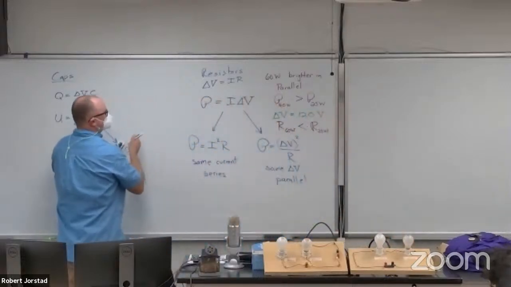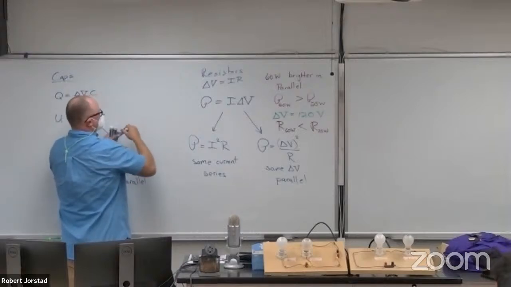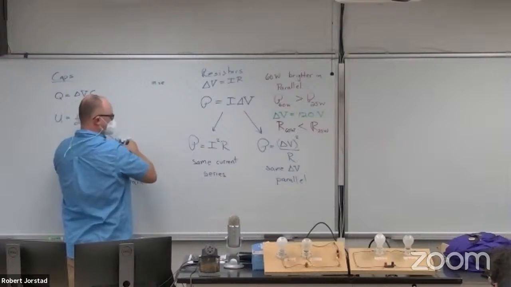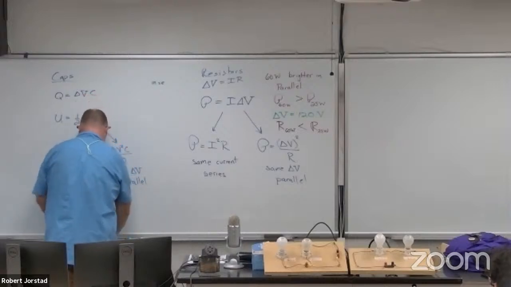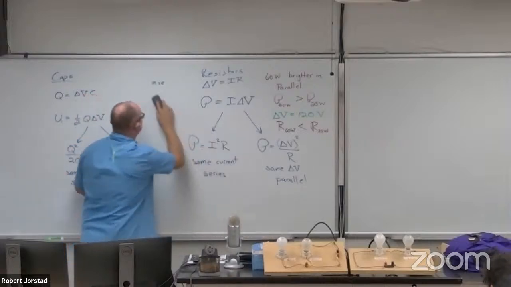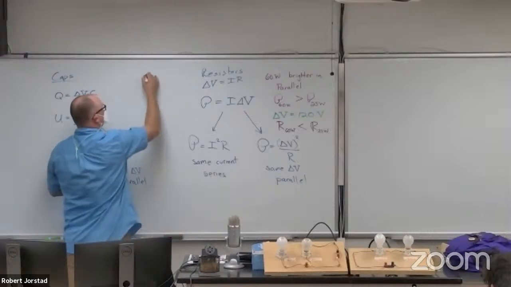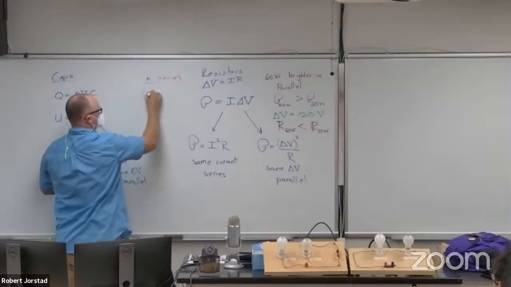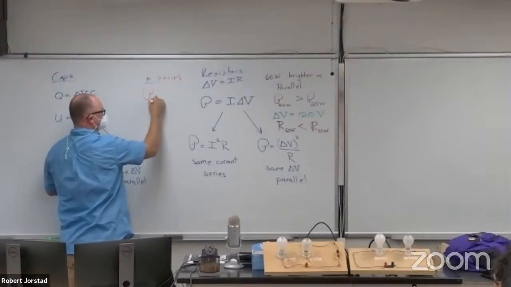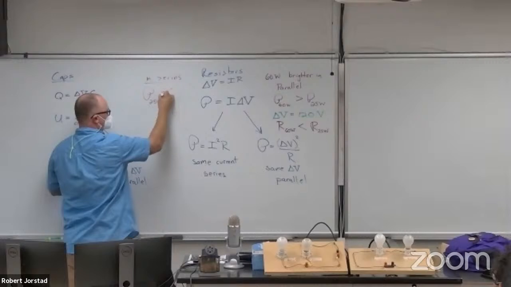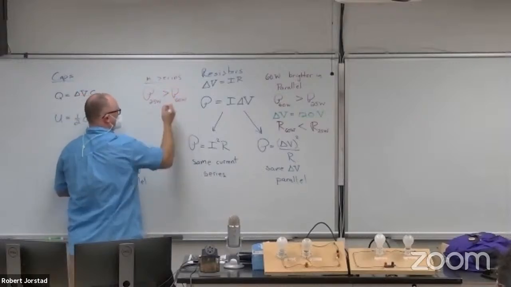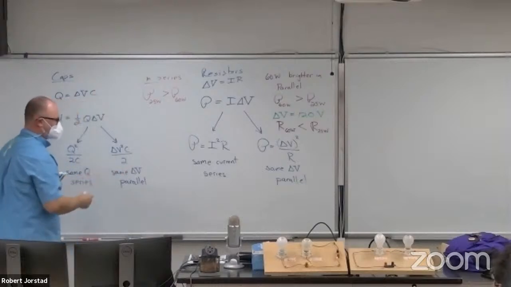So in series, it's hard to read. In series, what did we find? The power of the 25 watt was greater than the power of the 60 watt. It was brighter. It had more power delivered to it.